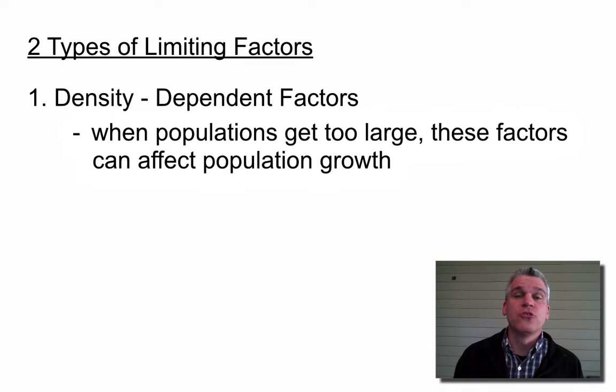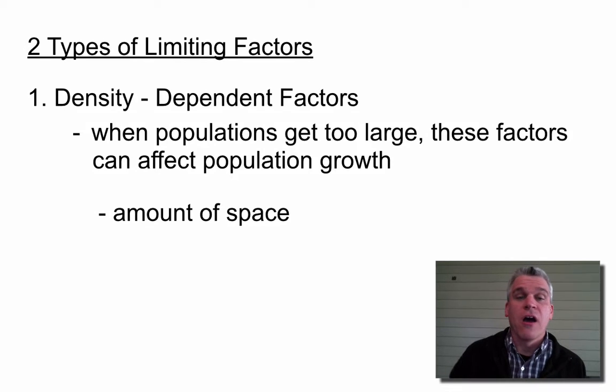When the populations do get too large, there are certain factors that can affect how the population is going to grow. Some examples of these are the amount of space that's available. Some organisms require a large area. They might be measured in acres. Others might be measured in inches.